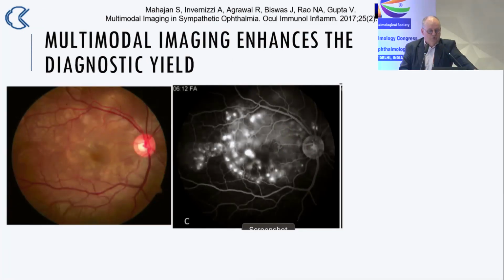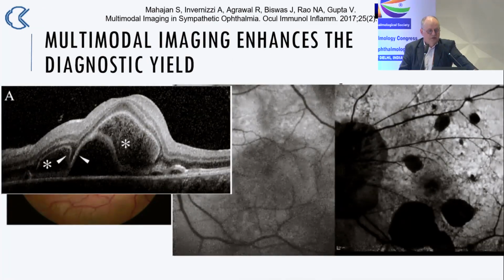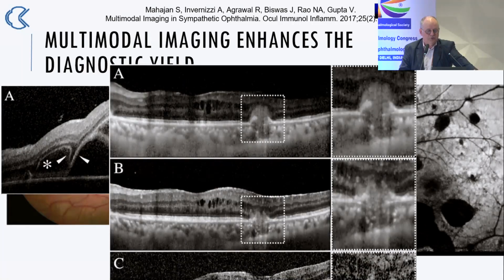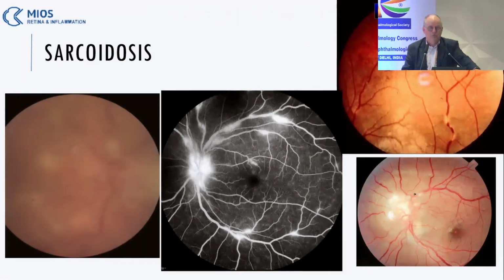And multimodal imaging can be useful here. Again, you can see these in the early stages, similar to what we saw with VKH, high content of protein as well as membranes that develop. And you see these lesions that are active that involve the RPE, the outer retina, as well as the choroid. And in a more advanced stage, it will just give you a window defect.